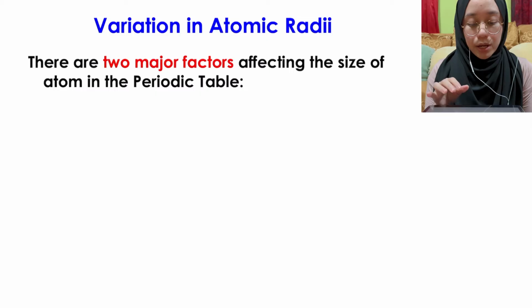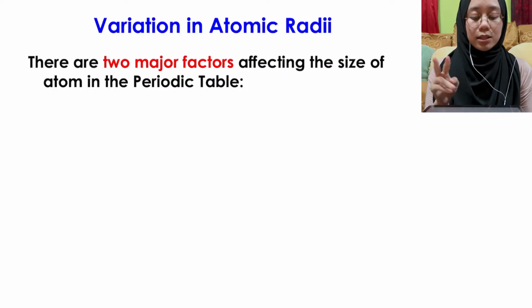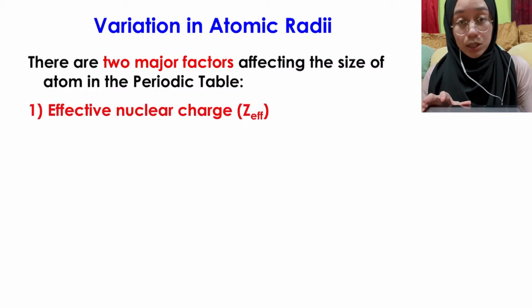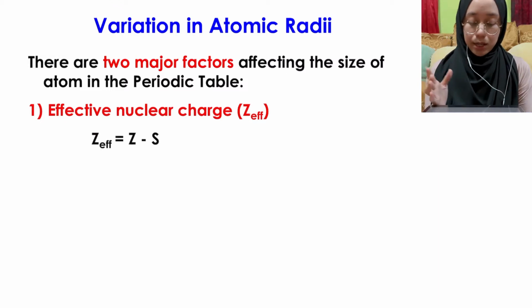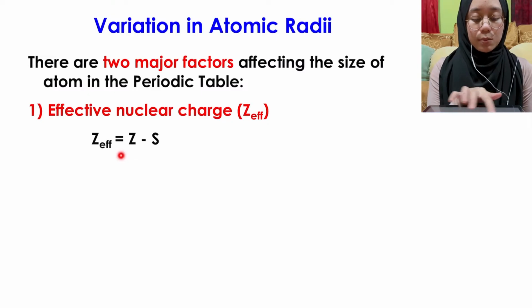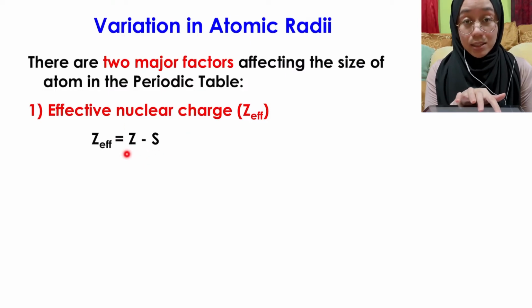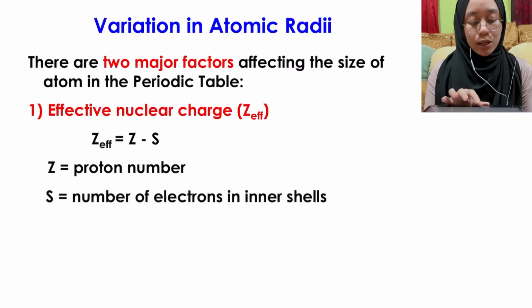Now we have to know what are the two major factors affecting the size of an atom in the periodic table. The first one is what we call the effective nuclear charge. We are going to look at this later on. It has a formula, whereby Z-eff is equal to Z minus S. Z, by now you should know, is the proton number. And what is S? S is the number of electrons in inner shells.